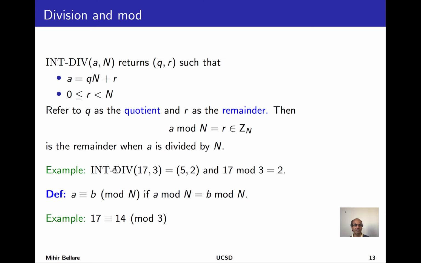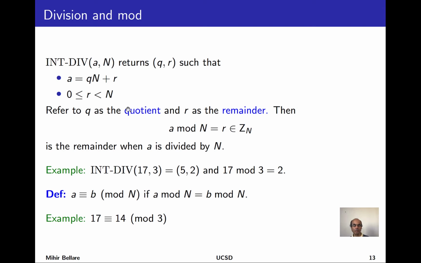The integer division function is the one that, given an integer a and another integer n, performs division and returns both the quotient and the remainder. So you write a as the quotient times the number you're dividing by plus r. The definition of remainder is that it's a non-negative number strictly smaller than what you're dividing by.